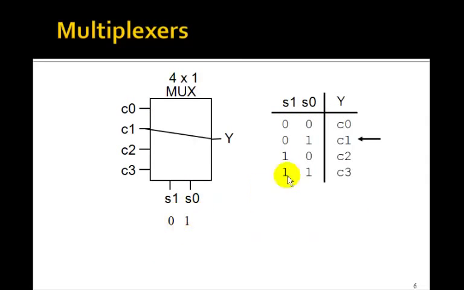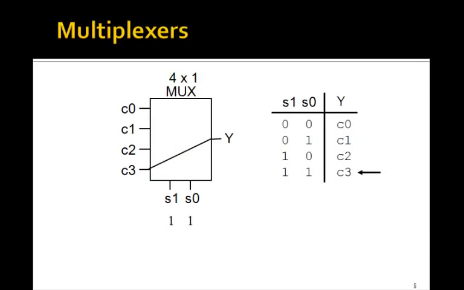If S1 and S0 is 0, 1, then it's just like connecting Y to C1. If it's a 1, 0, it's like connecting to C2. And if it's a 1, 1, it's like connecting to C3.